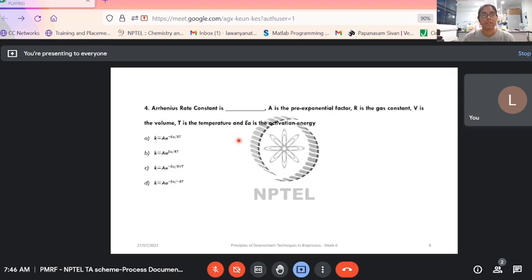Fourth question. Arrhenius rate constant is dash. A is the pre-exponential factor, R is the gas constant, V is the volume, T is the temperature, and E is the activation energy. Again, it's a straightforward question. I hope most of you would be familiar with the Arrhenius equation. Let's take 5 seconds. Pay attention to the denominators as well as the sign.